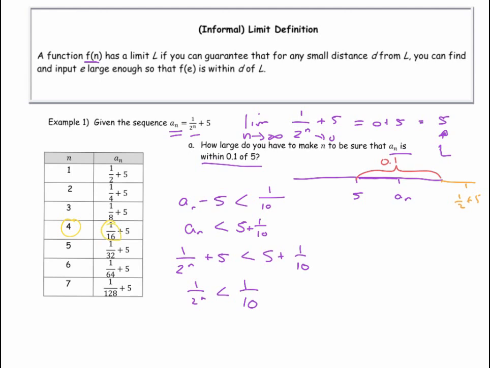Because you get that 1/16, which is the first time that 1 over 2 to the n is less than a tenth. So what we would say here is that we need n to be equal to 4, but as long as it's equal to or bigger than 4, then we're guaranteed. So as long as n is equal to 4 or bigger than 4, we know that a sub n is within 1/10 of 5. So let's do a couple more.